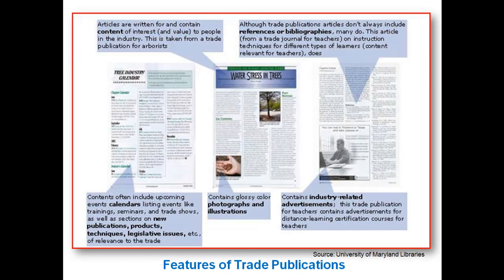Some identifying features of a trade publication include the following. Notice that the contents often include upcoming calendars and events, and they'll list trainings and seminars and trade shows. The articles are written for and contain content of interest to people in the industry. This particular publication is a trade publication for arborists. These also contain glossy photographs and illustrations, and it contains industry-related advertisements.